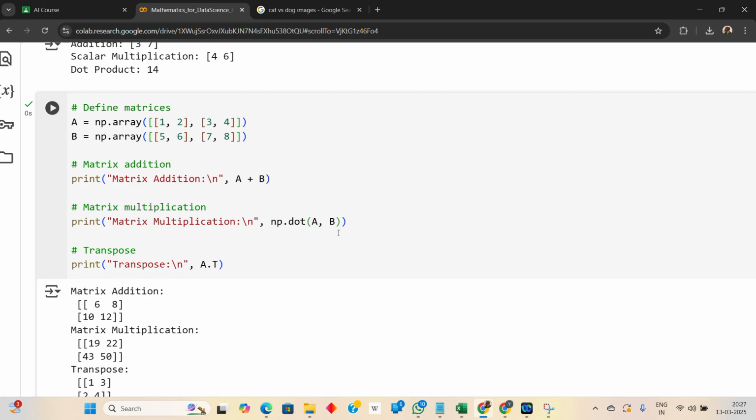Then multiplication, A into B, matrix multiplication. Matrix multiplication depends on the size. The size of the first matrix is 2 into 2, and the size of the second matrix is 2 into 2. If you do matrix multiplication between these two, then the final size will also be 2 into 2. You know, right? 2 into 2.